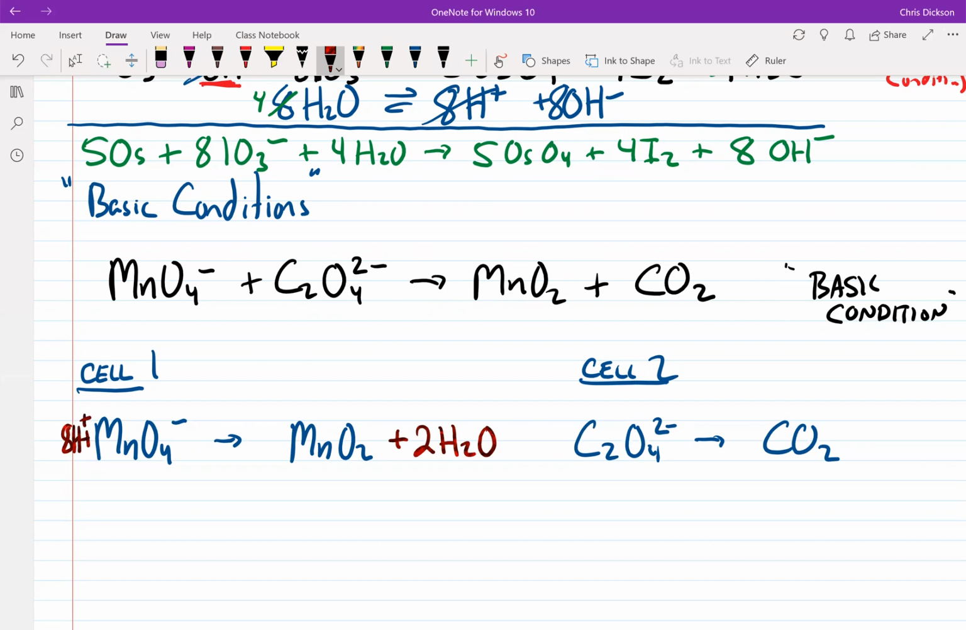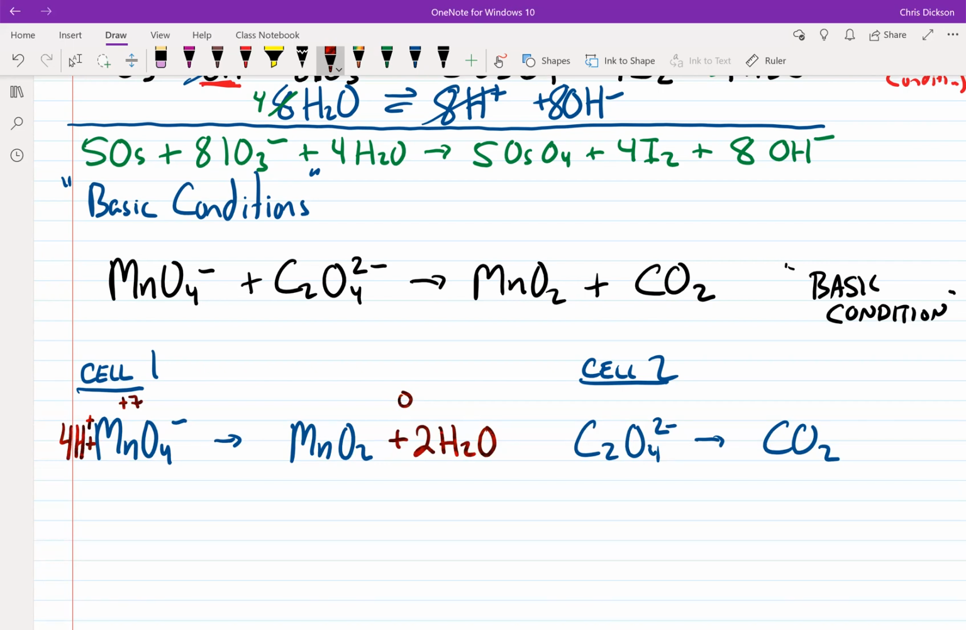And now my charge, once again, be careful here. I've got 8 from the hydrogens, minus 1 from the MnO4 minus, so really I have plus 7 here. And I have 0 on that side. So I'm going to need to add, oh, hang on, wait, sorry, what did I do there? 2H2O. Oh, sorry, back up. So you guys should help me out for that. So I have 4 hydrogens on the right-hand side. So 4 H pluses.